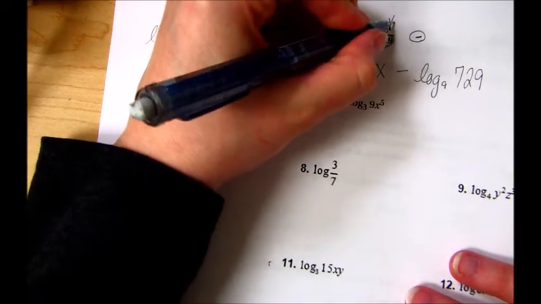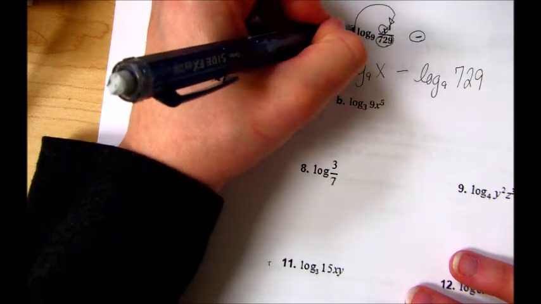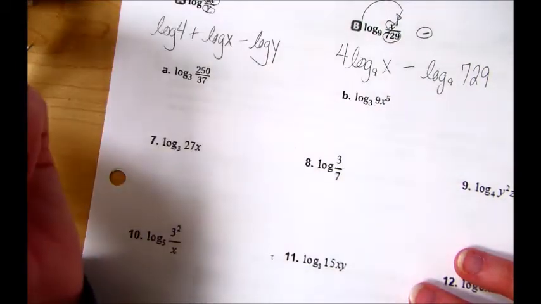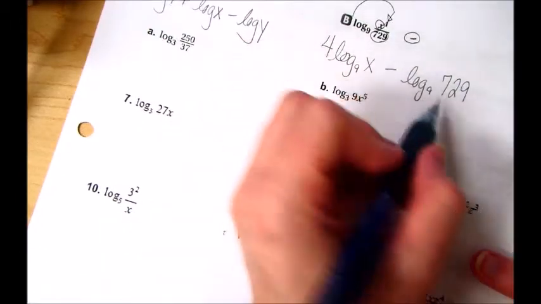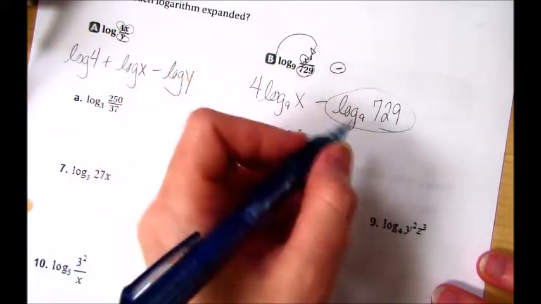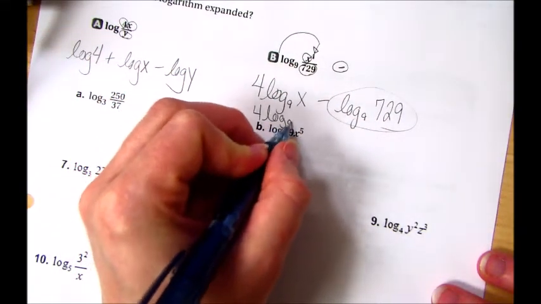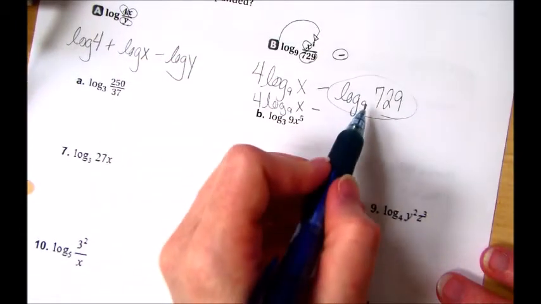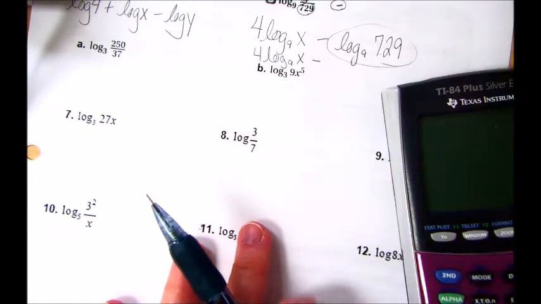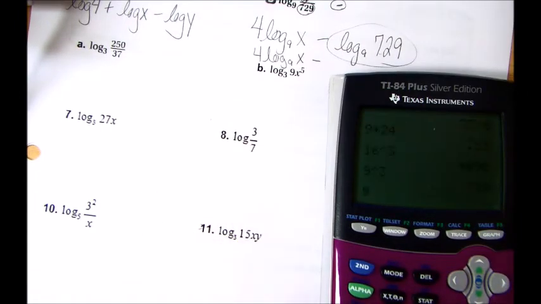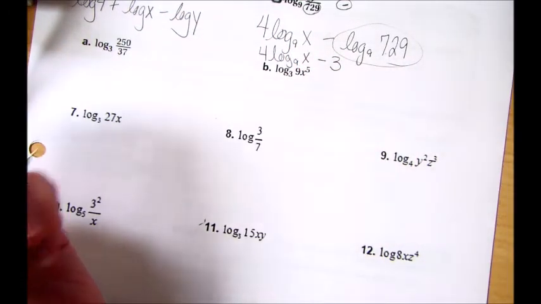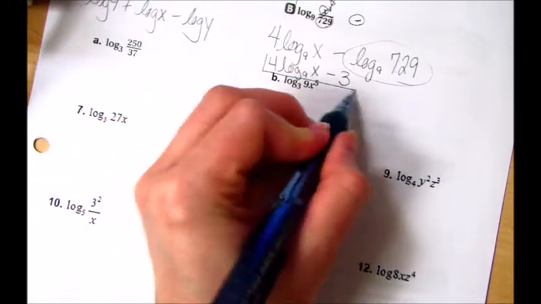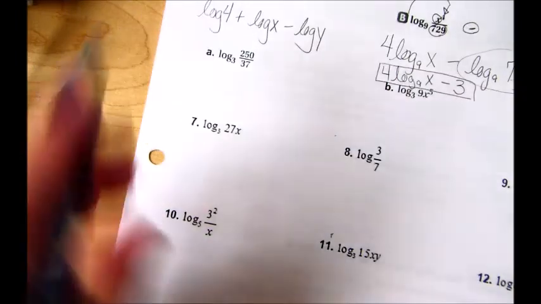But you see this little 4 here? He needs to come down and go in front of the log for the x because he was an exponent on the x. Now, this one can be evaluated, okay? So I can change this to 4 log 9 of x minus, 9 to what power is 729? Well, let me show you. 9 to the third power is 729. So this entire circle turns into a 3. All right? Because 9 to the third power is 729. A little quirk that happens sometimes.